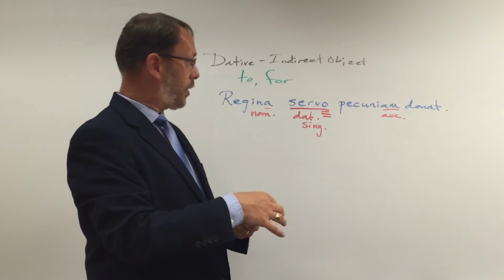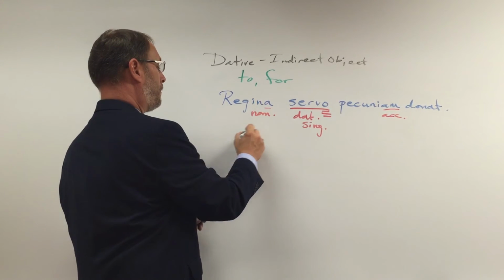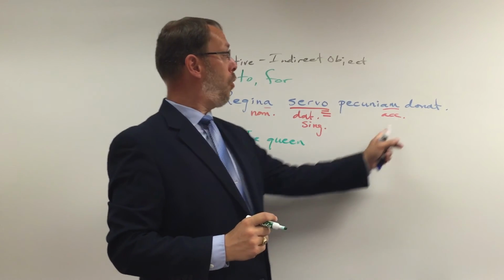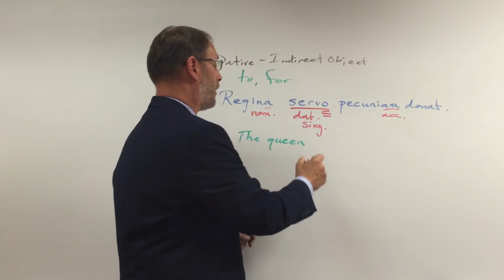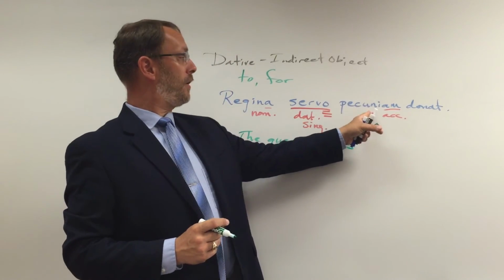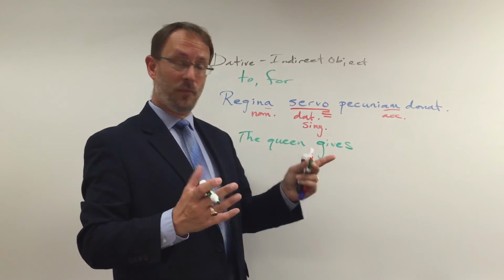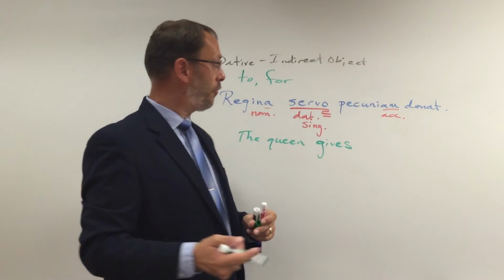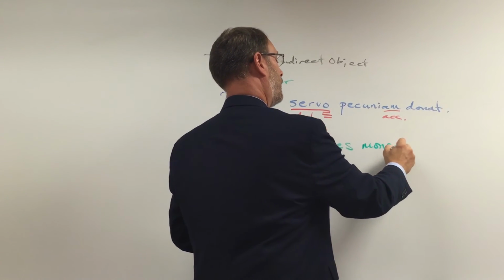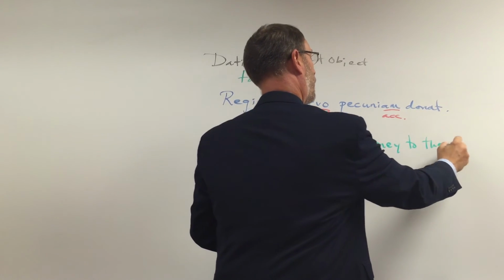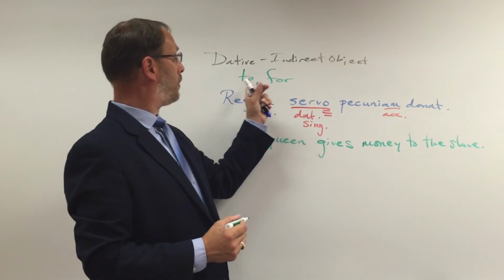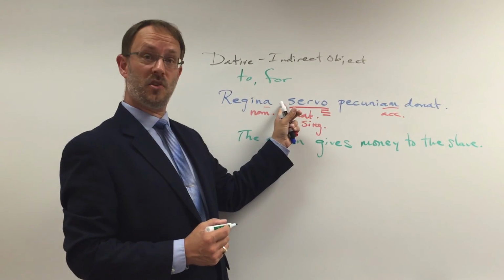And so putting that together, what do we have? Well, we have the queen. She's the subject. New word from page 61. What does she do? She gives. The queen gives. And obviously we've got the word for money and we've got the word for slave. We've got a couple of ways we can do this. We can say the queen gives money to the slave. And there we've used our helping word to for the dative case, servo.